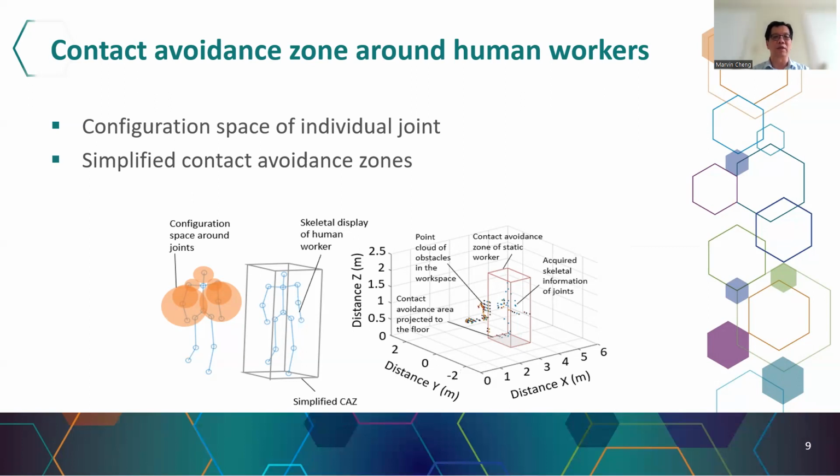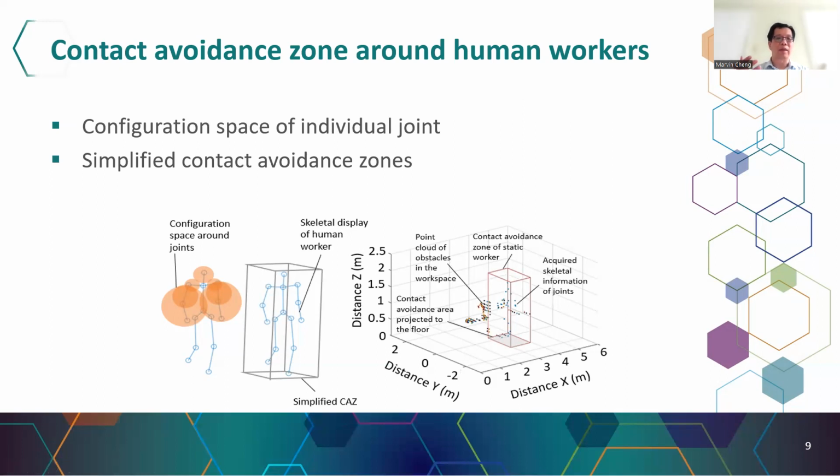So instead of using this method, we attach a simplified region to the human body. As you can see in the second figure over here, when we attach the contact avoidance zones, the individual size is 0.3 meters away from the closest point of the human body. With this set, we should be able to mark a specific region around the human worker. And over here, this is a real-time generation of the contact avoidance zones for the human worker.